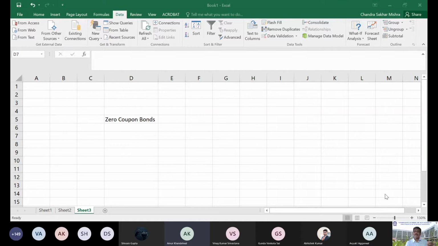Can you give a day-to-day life example of a zero coupon bond? Sir, when we take a loan from a friend. When you take a loan from a bank, is it a zero coupon? No, you have to pay interest. Maybe an FD. Yes, very good. Let's say a 5-year FD.